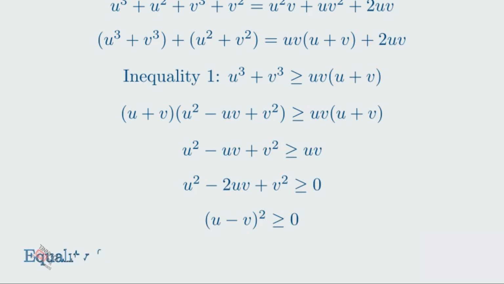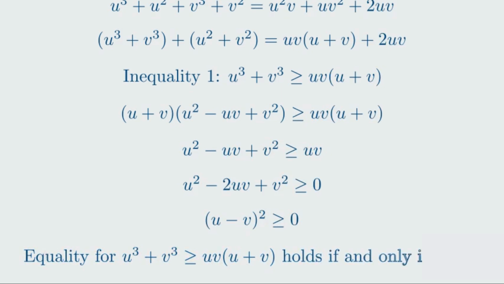So, we've shown that the equality u cubed plus v cubed equals uv times (u plus v) holds if and only if u equals v. Now let's establish our second inequality, this time focusing on the squared terms. We need to show that u squared plus v squared is greater than or equal to 2uv. This is our second inequality.